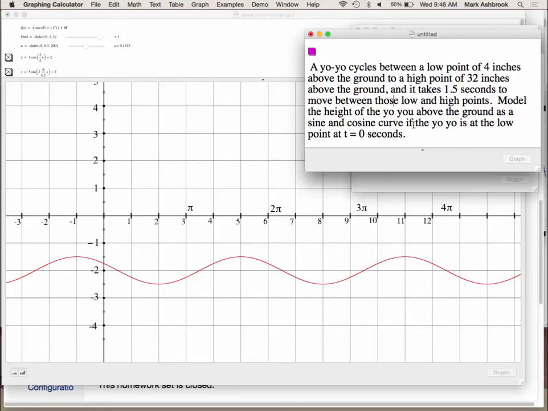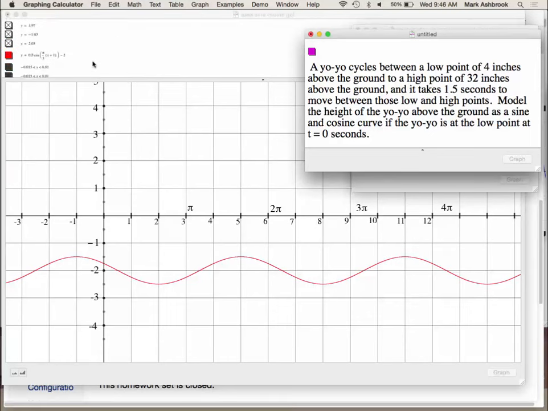So we're going to model the height of the yo-yo above the ground as a sine or cosine curve if the yo-yo is at the low point at t equals 0 seconds. So what we have to do first is, given all this information, can we sketch a graph like we've been starting with all class period?